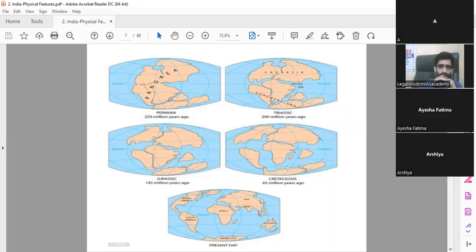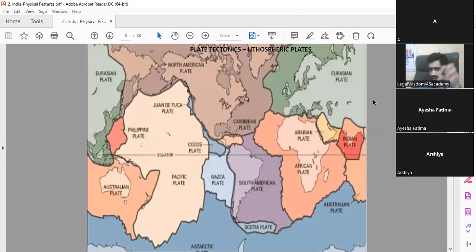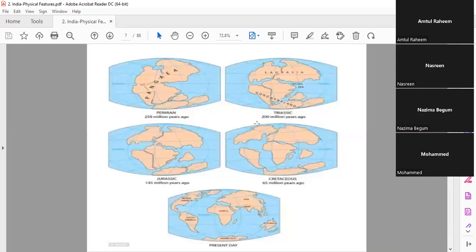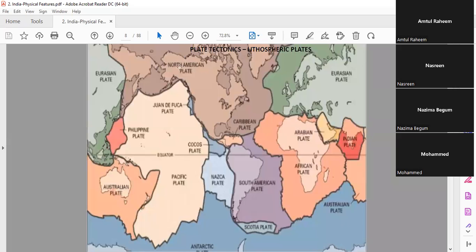इसके बाद में क्या है? Then we have seen the plate tectonics. What are the different plates? You have the Indian plate, then you have the Eurasian plate, then you have African plate, Arabian plate, then you have the Caribbean plate, South American plate, Nazca plate, Cocos plate, Juan de Fuca plate, North American plate, Philippine plate and Australian plate.